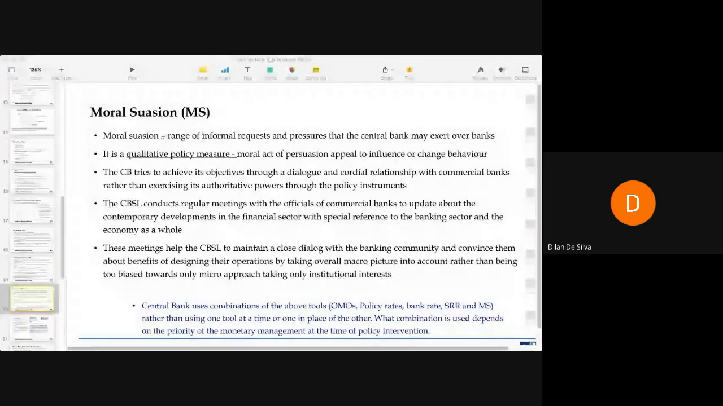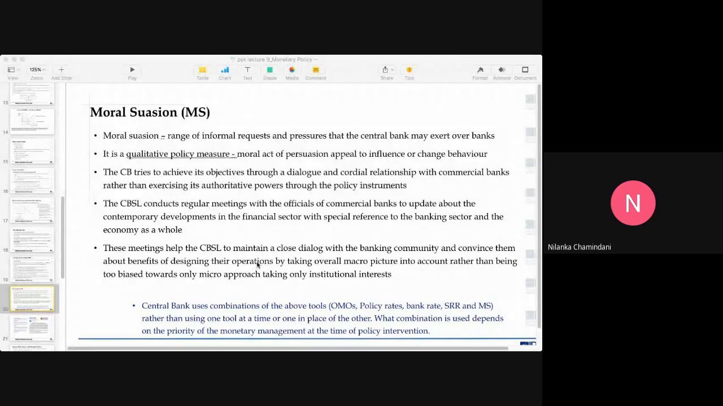Yes, the recent exchange rate reduction is an example for this one. Am I correct? Very recently the central bank reduced all the policy rates. But for the exchange rate, they requested to reduce it up to 203. Yes, it is like that.